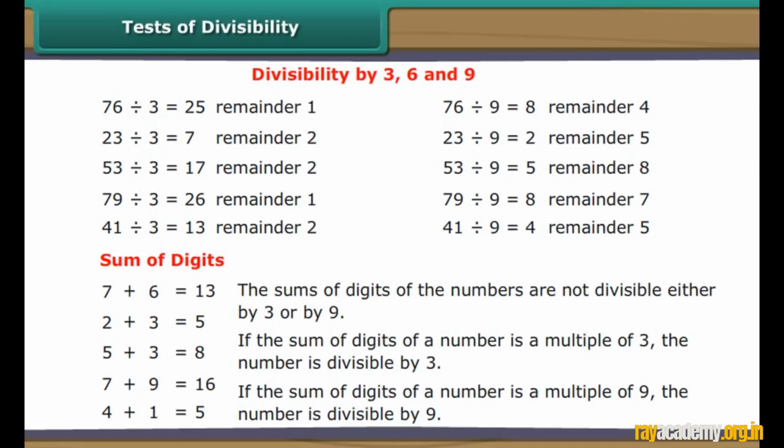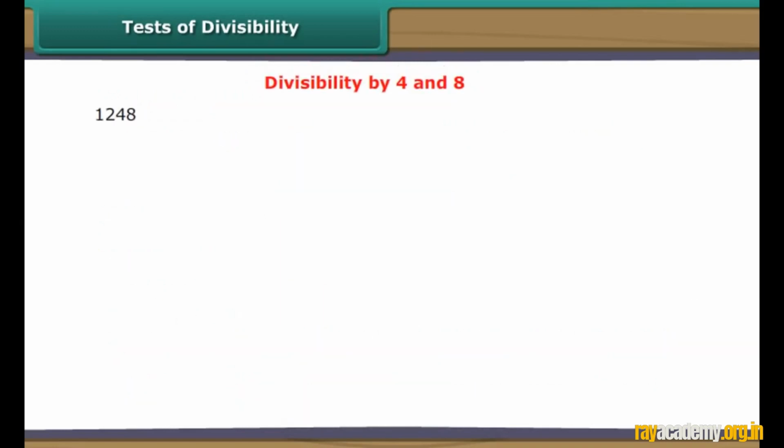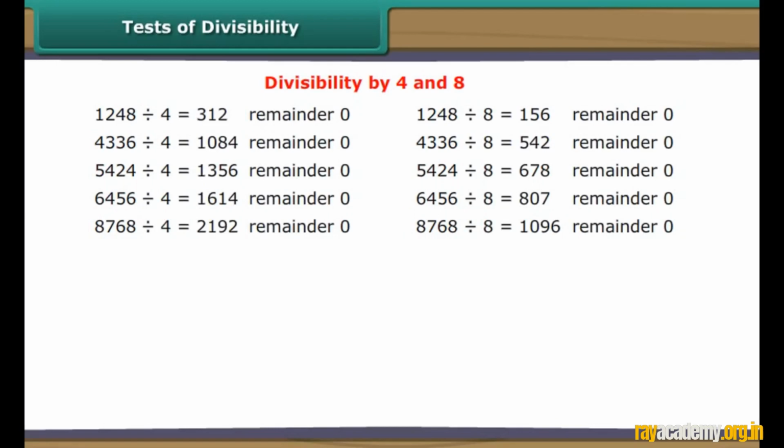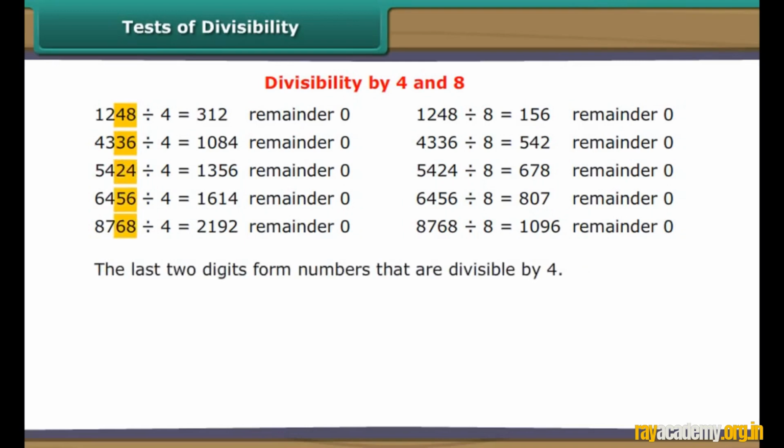Consider the last two digits of the numbers: 48, 36, 24, 56, 68. The last two digits form numbers divisible by 4. Consider the last three digits of the numbers: 248, 336, 424, 456, 768. The last three digits form numbers divisible by 8. Therefore, we can say that if the last two digits of a number form a number divisible by 4, the number is divisible by 4. Self-assessment. Test the divisibility of the given numbers. Drag and drop the options in the appropriate boxes.